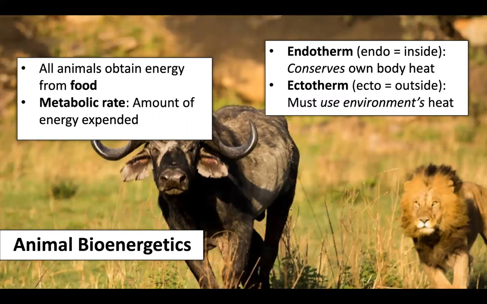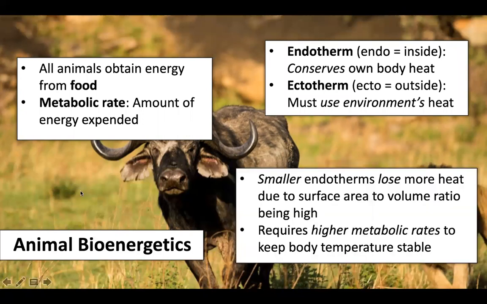So an endotherm tends to conserve its own heat energy and use it for its metabolic processes. An ectotherm, meaning outside, must actually use the environment's heat. And this is, again, when we talked about things like reptiles, where they have to bask and lay out in the sun. We'll get back to the endotherms and ectotherms in a little bit, but I'm just reminding you of those terms.